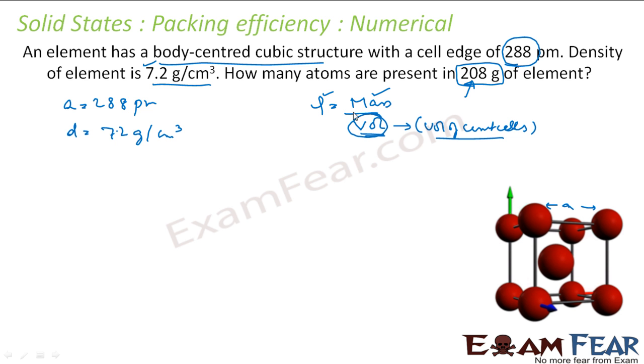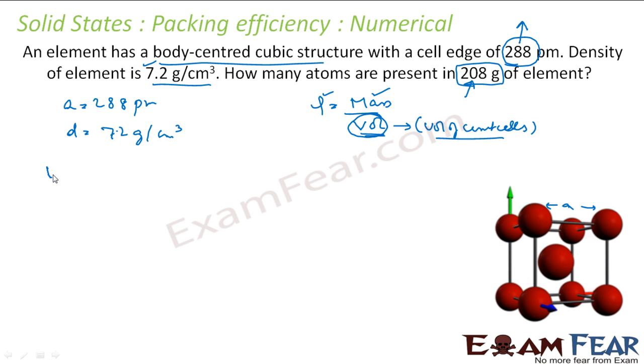So here I'm not talking about one atom, I'm talking about, sorry, one unit cell. There are n number of unit cells. So you'll get the volume of n number of unit cells. And I know that the volume of one unit cell is A cube. A I know. So with that I can find the number of unit cells. Hope you understand what I'm trying to say. See, there are 208 grams of element. So with that I can find the volume of this 208 grams of element. It will have n number of unit cells. Correct? So let's find that first.